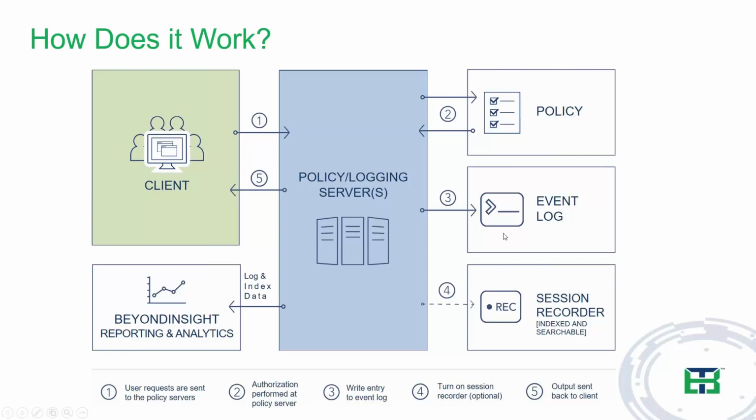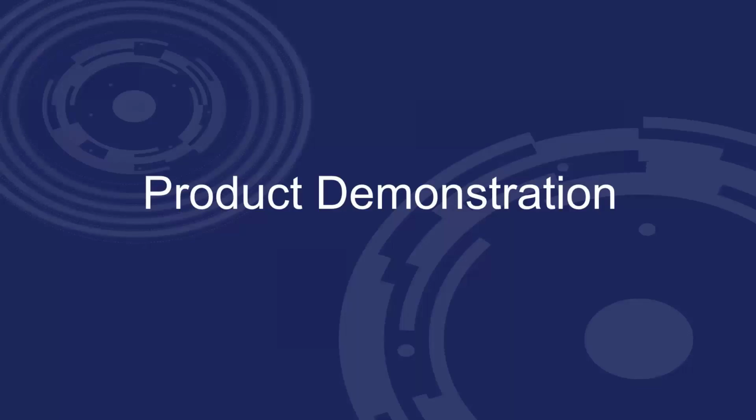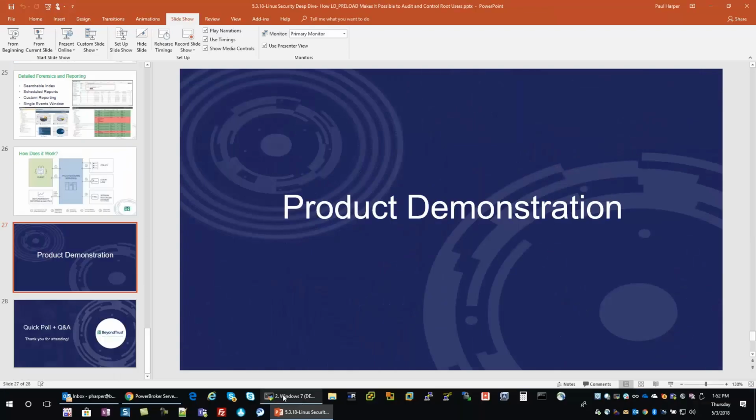And then all of this data can obviously be fed over to our own Beyond Insight. It's basically BeyondTrust SIM, or you can send it off to any other SIM, such as a Splunk or an ArcSight or whatever it is you want to use. All right, so that was about as quick as I could get through those. I apologize for boring you with more slides. So let's take a look at what some of this actually looks like.